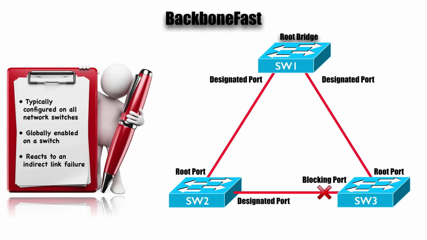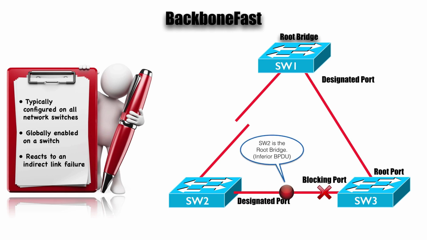For example, on screen, SW3 is about to react to an indirect link failure. Let's say that we have a link failure between SW1 and SW2. It's not directly connected to SW3, but here's what happens. When that link fails, this causes SW2 to think it's now the root. And SW2 is going to send out a BPDU claiming to be the root. It says, I am the root. But this is an inferior bridge protocol data unit. In other words, the bridge ID is greater than the bridge ID of the actual root bridge, SW1.